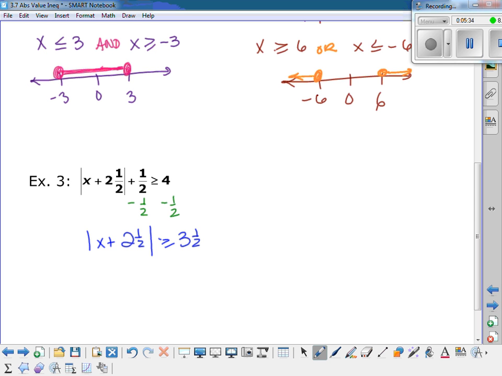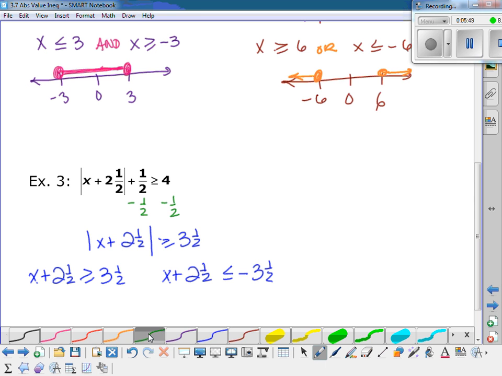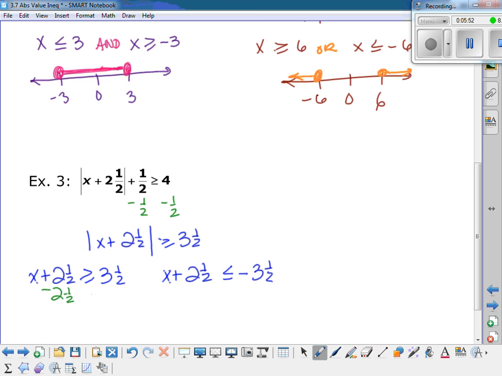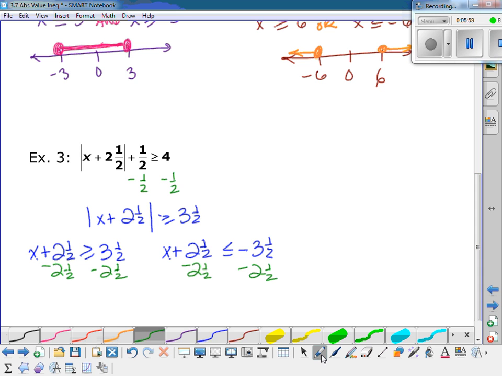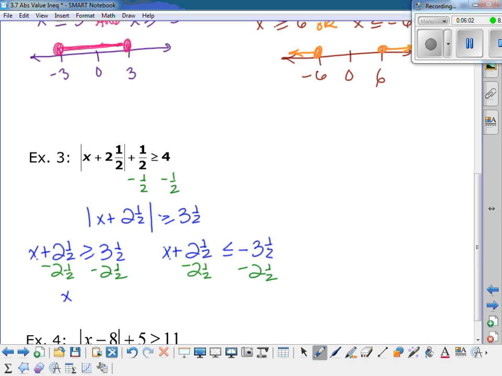And so now I write my positive and my negative case. X plus 2.5 is greater than or equal to 3.5. My negative case, x plus 2.5 is less than or equal to negative 3.5. I subtract 2.5 from both sides on both of them. And I get x is greater than or equal to 1. And on this one, I get x is less than or equal to negative 6.